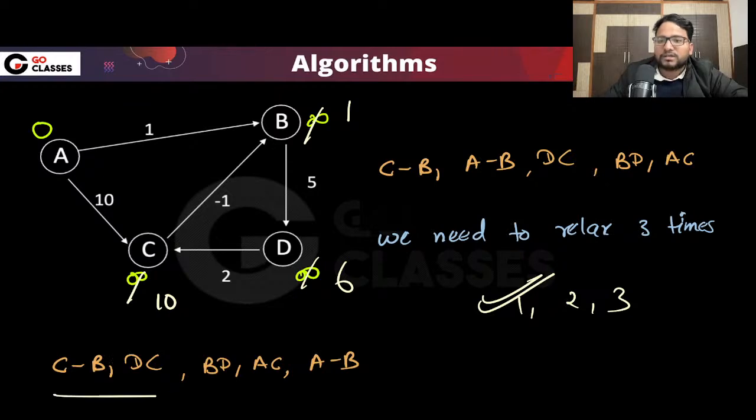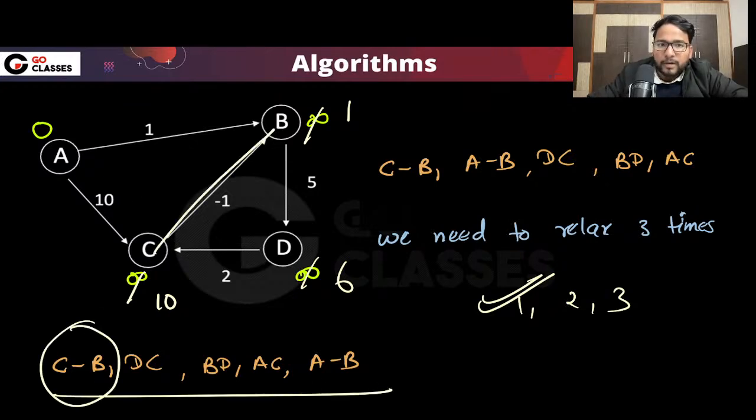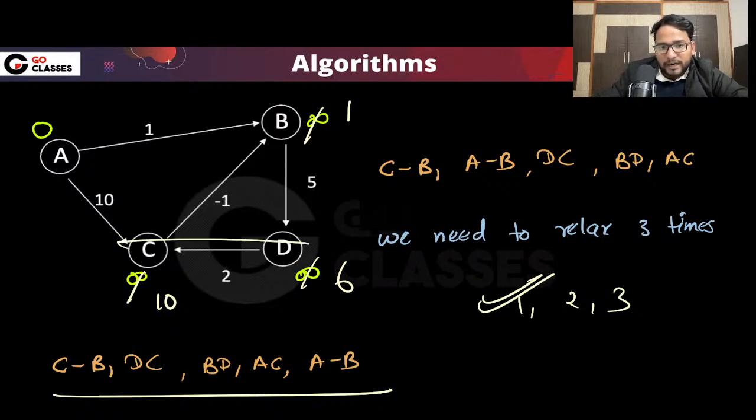You can relax in this order in the second iteration. So first relax CB. You will get 9, but it is already 1, so it will not get updated. Now relax DC. This is 8, right? So it will get updated to 8. Now relax BD. BD is this one.